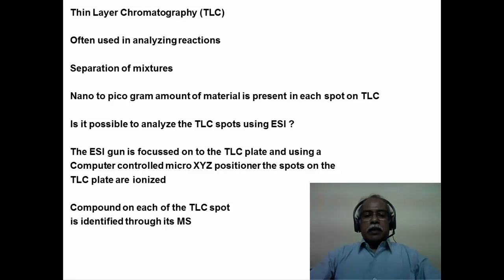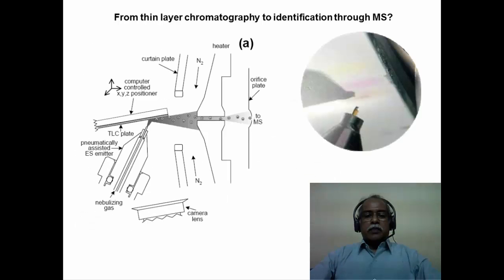Now, it is possible because the electrospray ionization gun can be focused onto the TLC plate, and using computer controlled XYZ positioners, the spots on the TLC plates can be ionized. Remember, the TLC plate is coated with non-volatile silica or alumina as the supporting material, so they do not get disturbed during the process of electrospray ionization mass spectrometry done on a TLC plate. The compound on each TLC spot is identified through a mass spectrum.